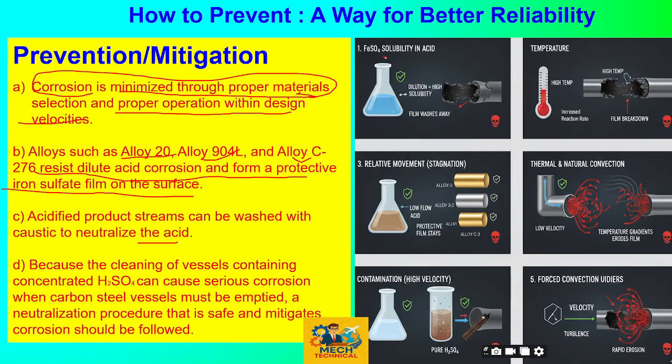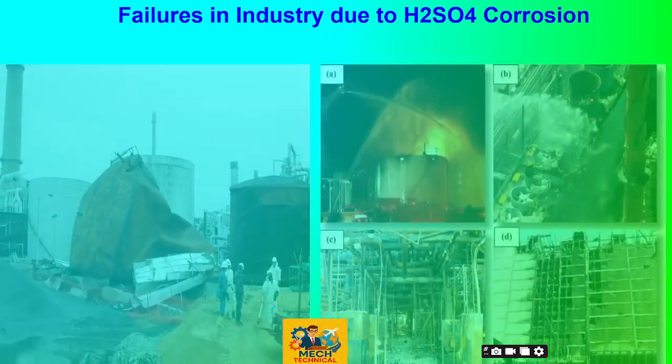So we have to ensure a stable iron sulfide layer. Then there should be low flow and low velocity. There should not be high velocity. There should be no deformation, and the temperature should not be too high, to avoid sulfuric acid corrosion.